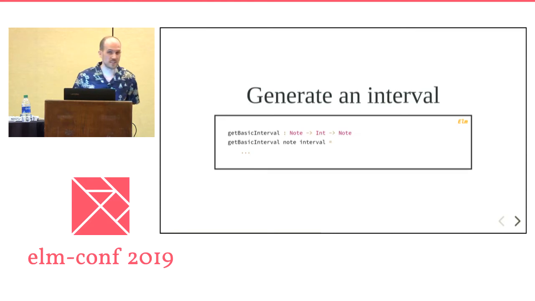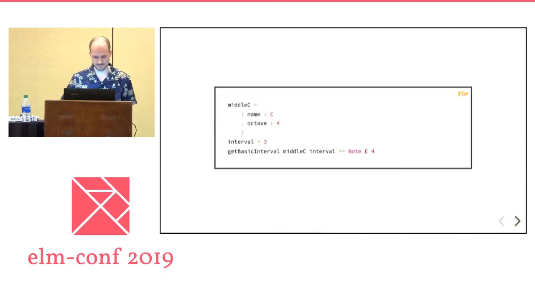Now we need to do the flip side. The math is basically the same. It's a little more complicated, so I'm not going to show it. But I need to be able to generate these things. So if I give you a note and an interval, say I give you a C, like middle C, and say give me a third above that, then this function would return E. And we'd use it like this: middle C, interval, return me E.